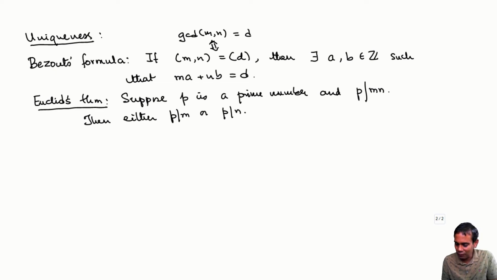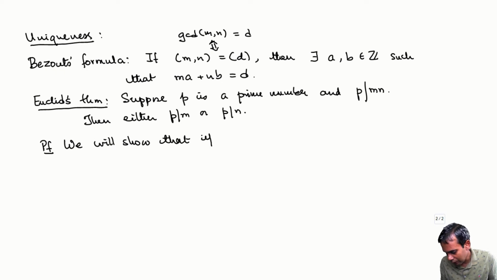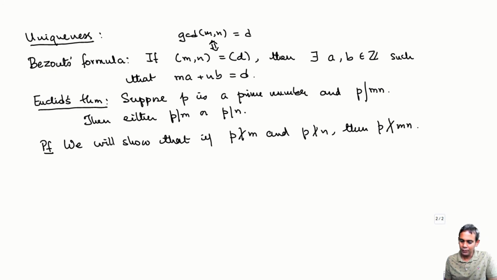Okay, so maybe one easy way to prove this is to use Bezout's formula. So p is a prime number, and we want to show that if p does not divide m, and p does not divide n, then p does not divide mn. So what does it mean to say that p does not divide mn?